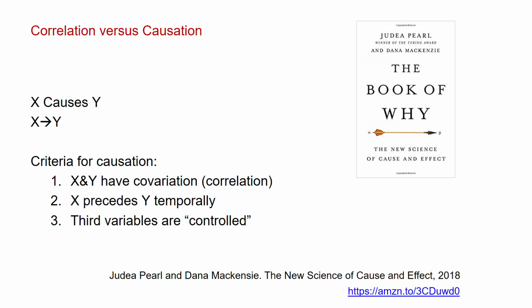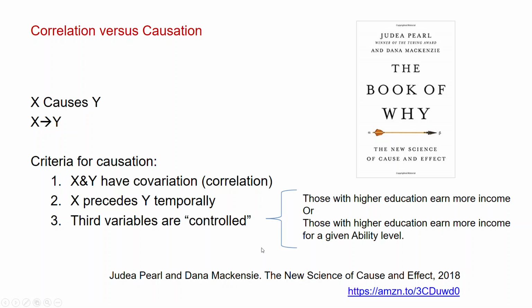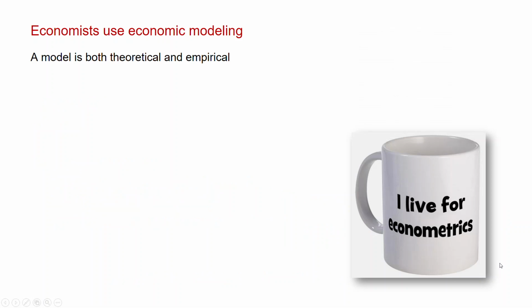So does education cause higher earnings? It could very well be that what we're looking at is something like this, that those with higher education earn more income, and we could just leave it at that, or those with higher education earn more income for a given ability level. In other words, ability becomes a confounder, and those with higher ability will convert their education into earnings at higher and higher levels. It makes sense, right? So if we ignore ability, we're going to get a wrong answer in the causation, especially if we try to quantify that in any way.